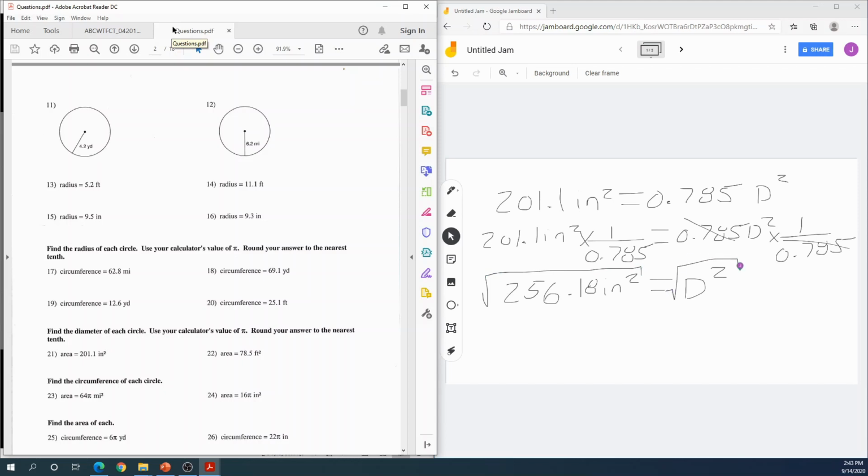So when we take the square root of 256.18, we get 16 inches. So inches squared, square root of that's going to be just straight inches. And the square root of d squared will just be d. So our diameter is 16 inches.